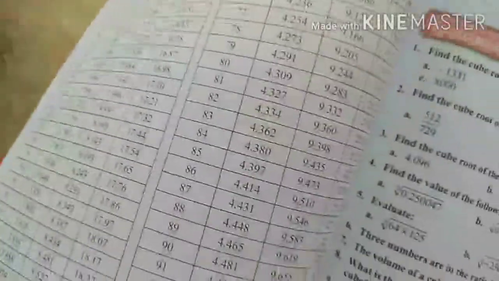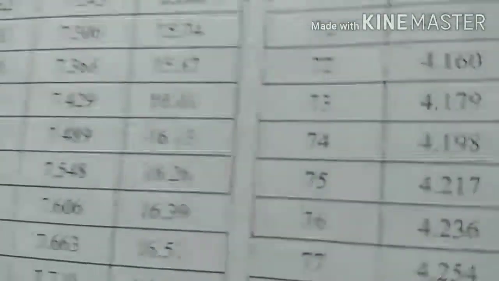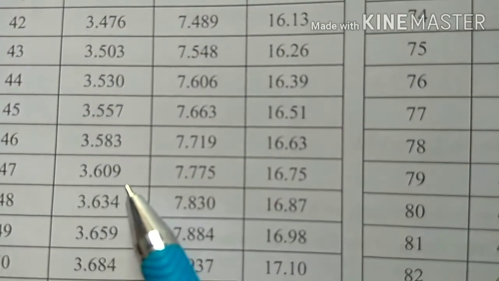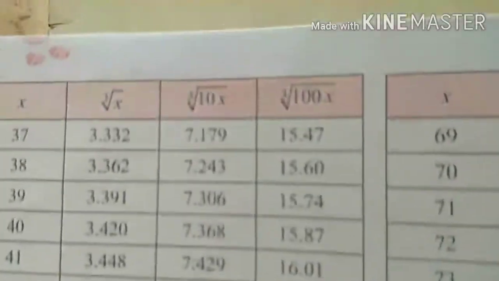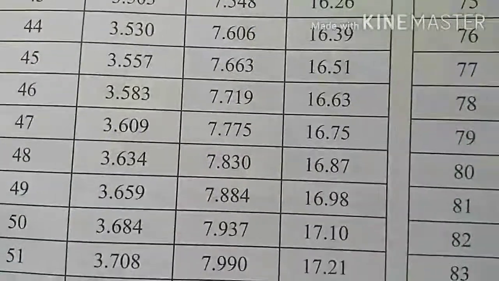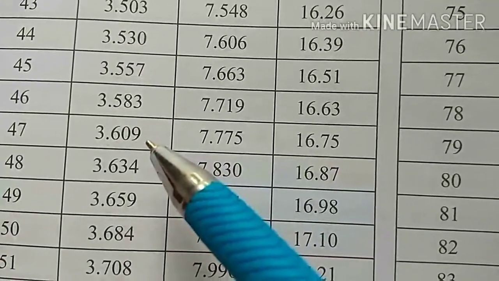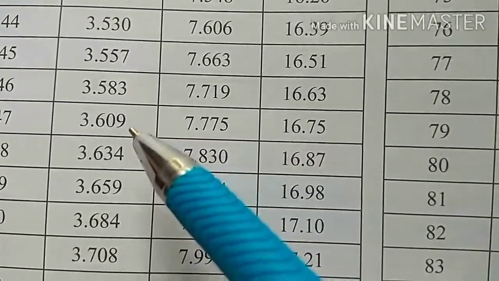Look here, the table goes till 36 here. 41, 42, look here, 47 is given here. So look here, written x. X means the value of x, which is 47, we get. The value of 47 is 3.609. So very easily you can find the value of the first one.